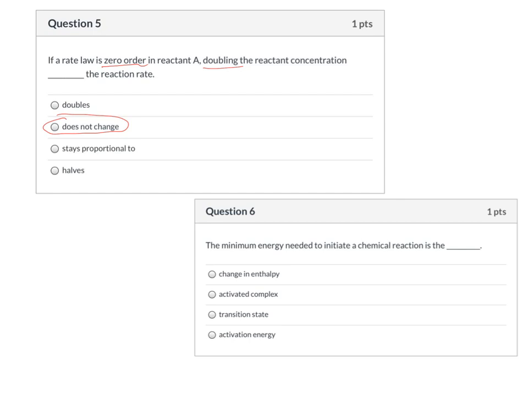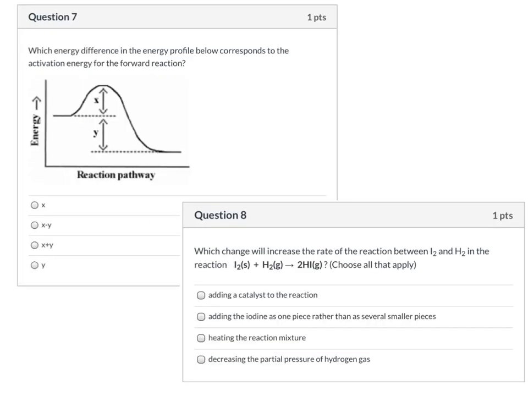Number 6. The minimum energy needed to initiate a chemical reaction is, by definition, activation energy. In our reaction diagram, that is this amount here from reactants to the top. That is your activation energy. Number 7. Which energy difference in the energy profile below corresponds to the activation energy for the forward reaction? Okay, so we just defined what activation energy is. It's the energy your reactants need to get this reaction going. So it's this energy here. So the answer is X.